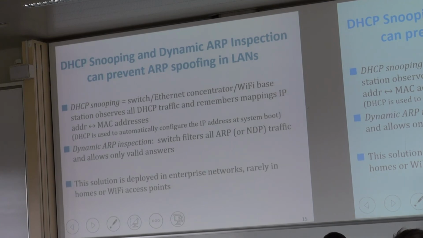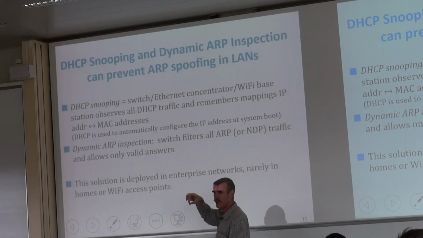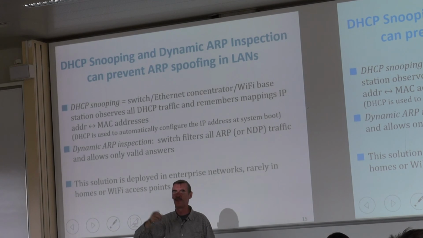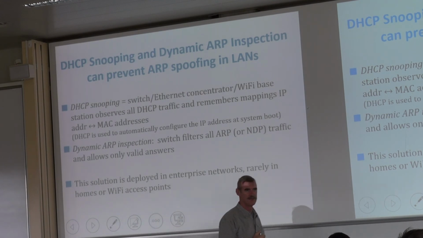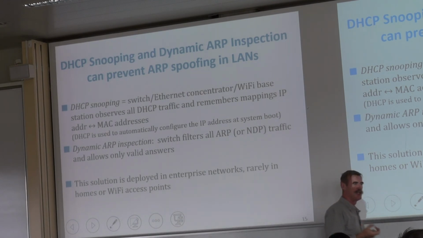Dynamic ARP inspection is what I had mentioned a second ago. Imagine you have an Ethernet switch which has some intelligence. Then the Ethernet switch receives all those ARP requests. So what it could do is capture them and try to answer them directly. That's called dynamic ARP inspection. Now, how can it answer them? It needs to know the information.